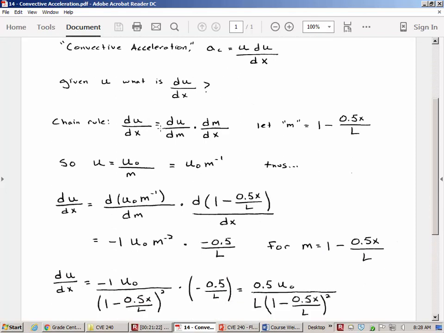We want to know du/dx, so we're going to have, here is our du/dm, and here's dm/dx. So this goes from a -1 exponent that goes down into the numerator. Then we have a -2 exponent. And then we've taken the derivative of this with respect to x, so that term drops out. So does that x. All we're left with is the constant and L.